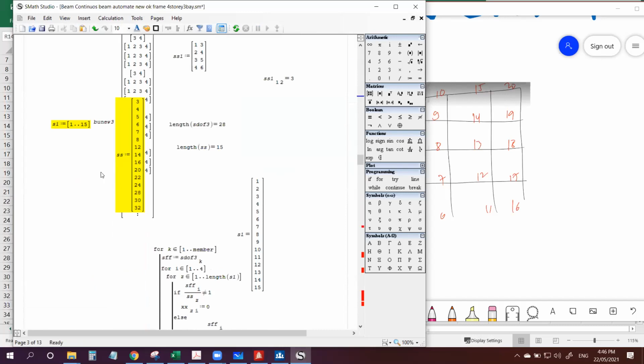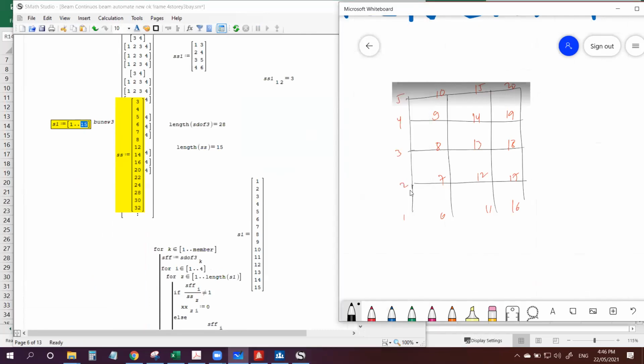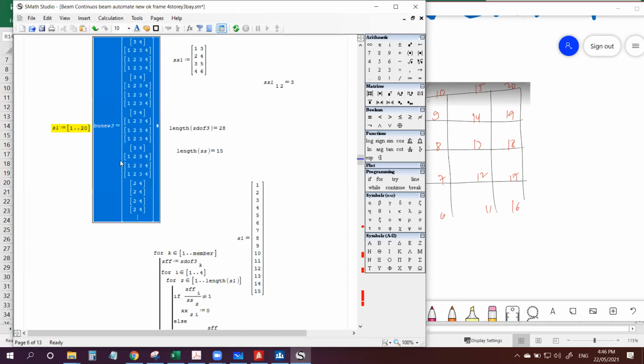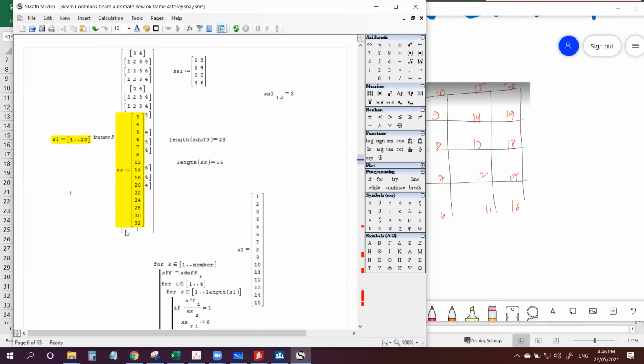But I need to tweak something here. Okay, so what's the size of this? We now have how many displacements? 1, 2, 3, 4. 1, 2, 3, 4. 1, 2, 3, 4. 4 by 4 is 16 plus 4, so 20. So this becomes 20. This is now 20. 20 displacements.